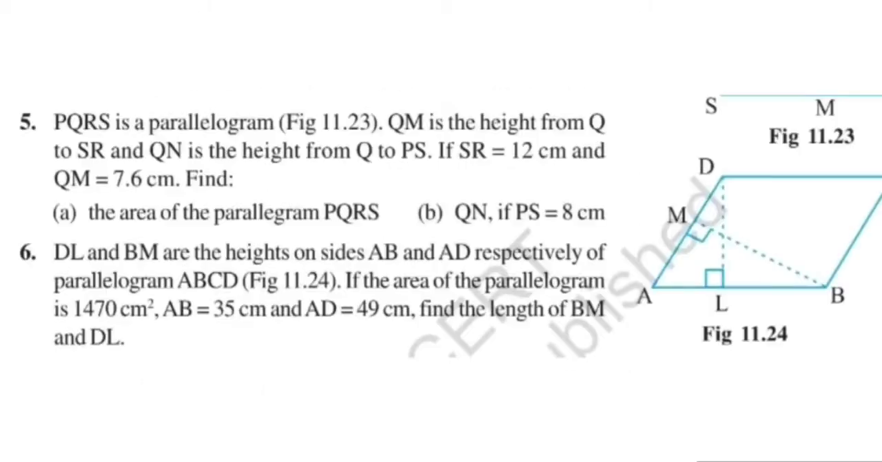Now question number 6. DL and BM are the heights on sides AB and AD respectively of parallelogram ABCD. If the area of the parallelogram is 1470 centimeter square, if AB is equal to 35 centimeter and AD is equal to 49 centimeter, find the length of BM and DL.